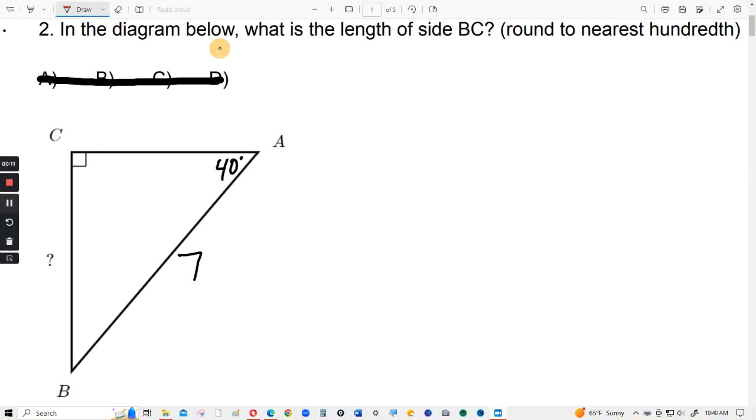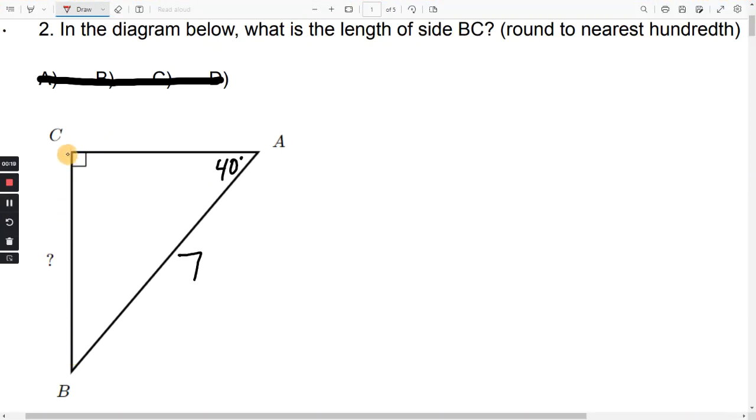Okay, in the diagram below, what is the length of side BC, rounded to the nearest hundredth? So BC is this side length right here. And we're given this angle is 40 degrees. And we see it's a right triangle.